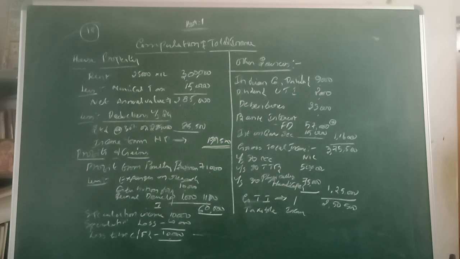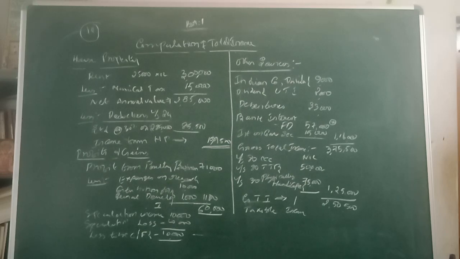Other applicable deductions are 80TTB for interest on fixed deposit, and 80U for a physically handicapped person, an amount of 75,000. These two things you can claim. So total gross total income is 3,75,500, and minus deductions, the net taxable income is 2,50,500. You can also call it chargeable income. This is the amount for calculating the tax liability.